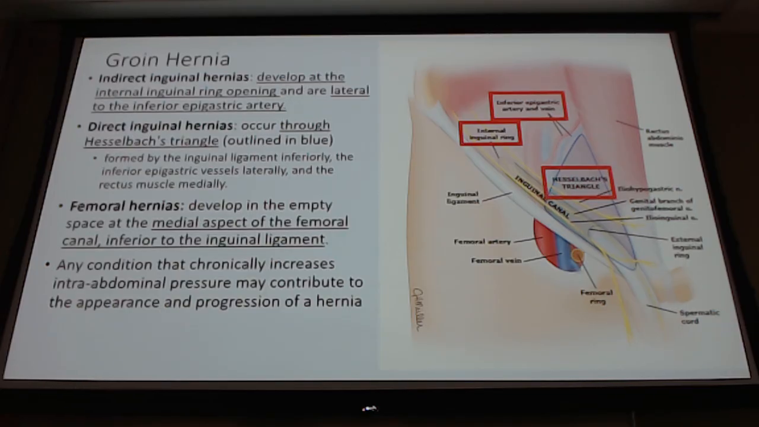Any condition that chronically increases the intra-abdominal pressure can produce these hernias. Okay, that's why these are the most common. Inguinal, like I said, 96%. Femoral are 4% of the groin hernias.